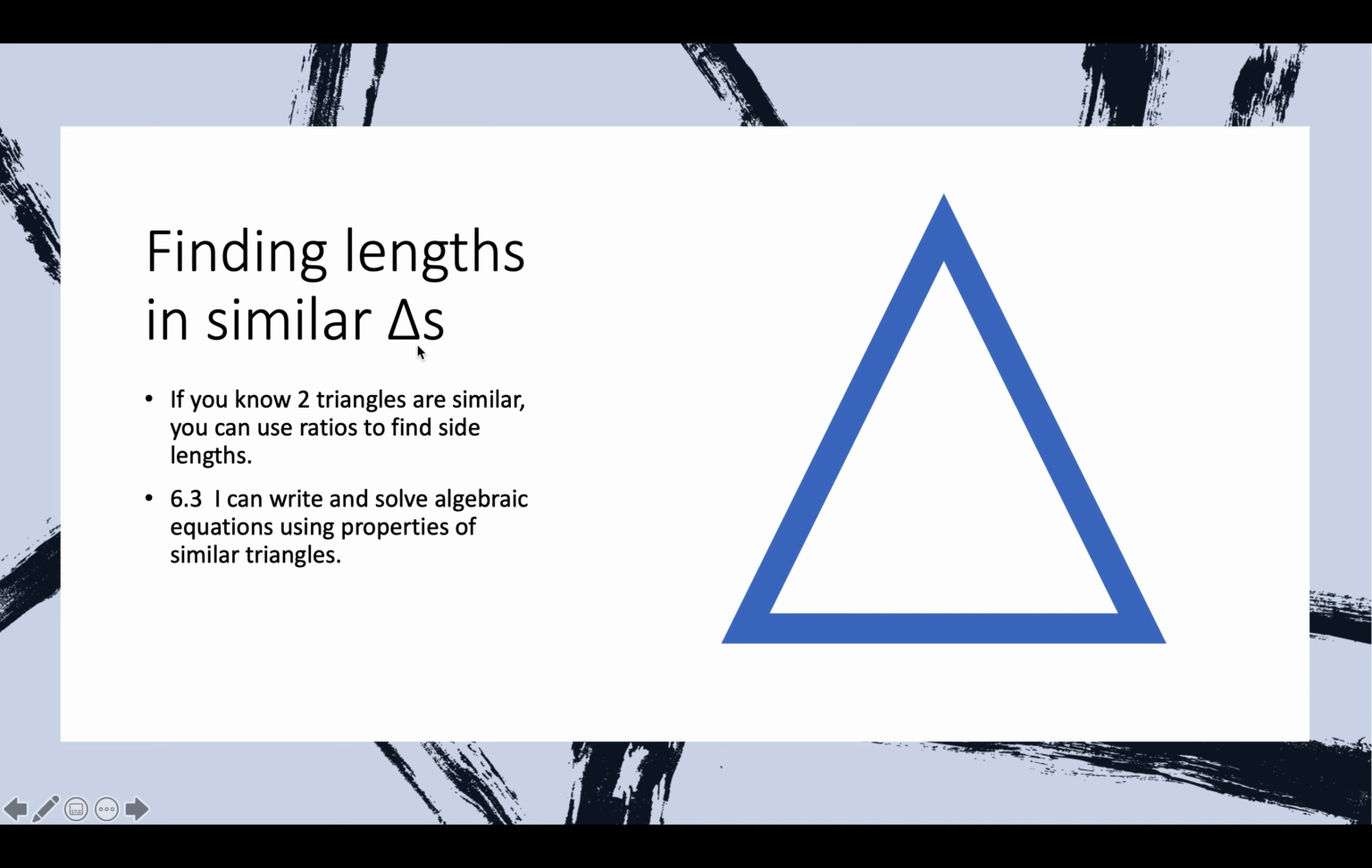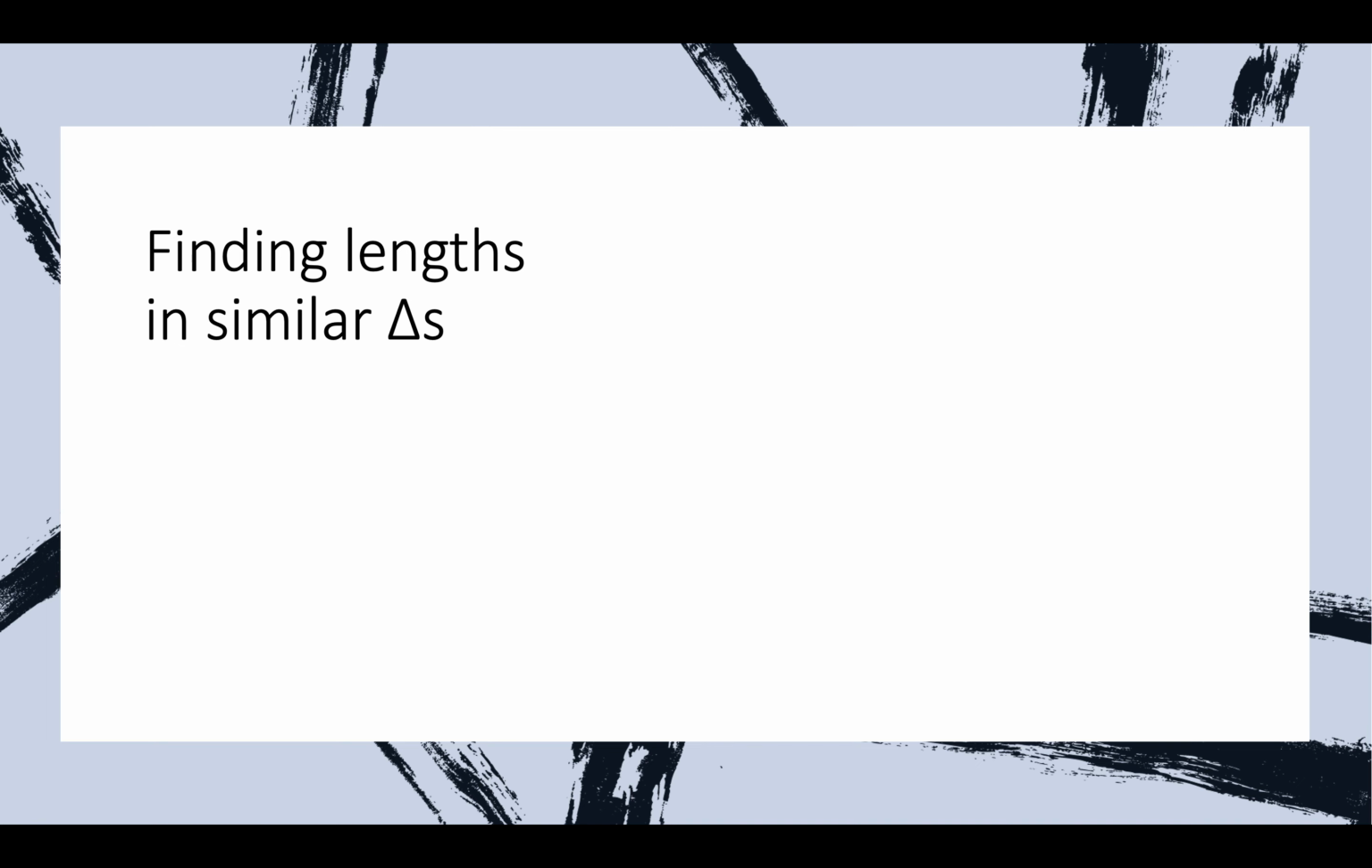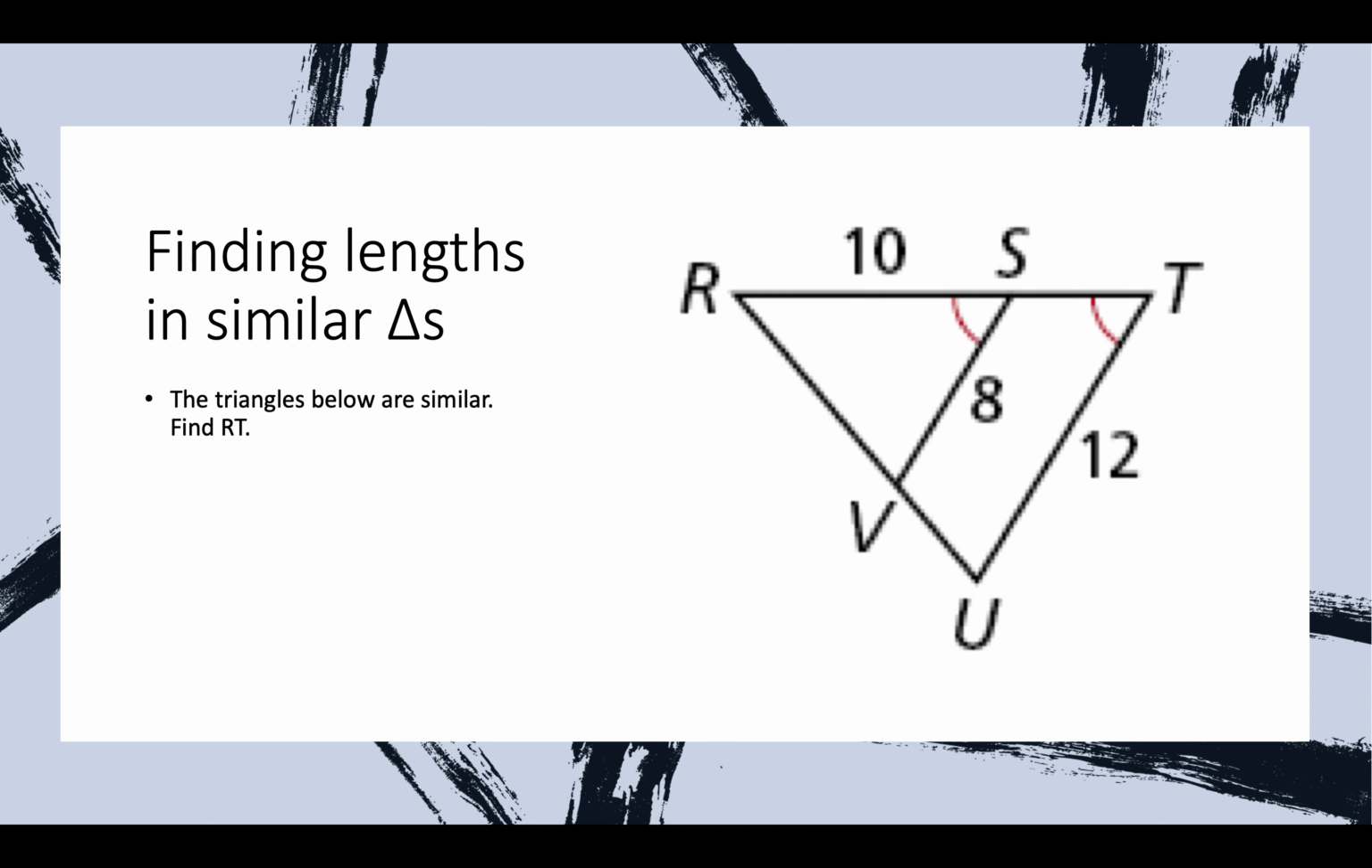We're finding the lengths in similar triangles. If you know that two triangles are similar, you can use ratios instead of a proportion to solve the lengths. So we're given that these two triangles are similar, and we're going to find the length RT.